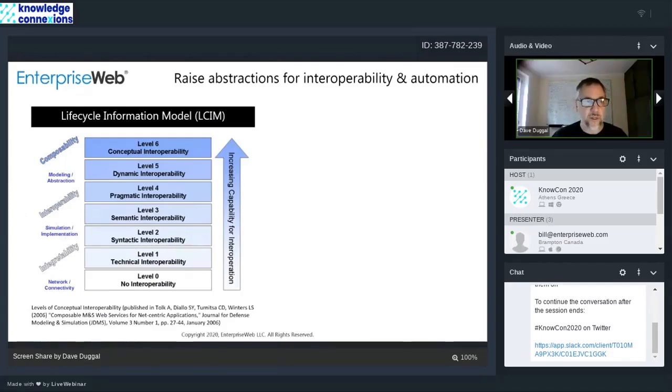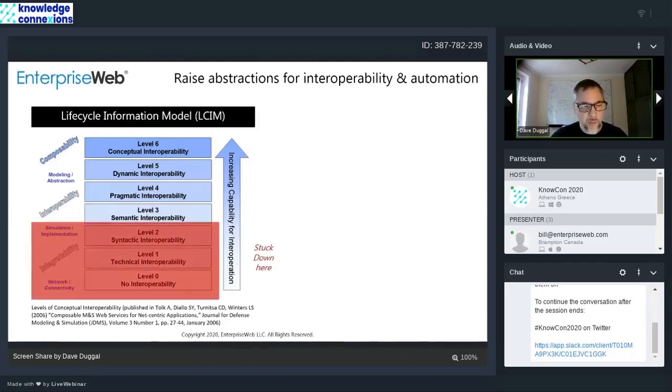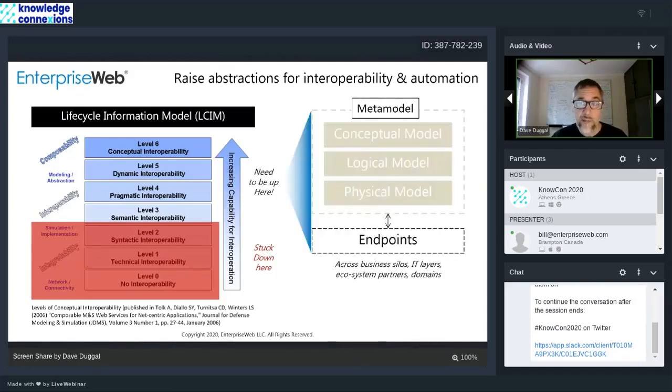So some of you are going to be familiar with TOP's lifecycle information model, and this notion of it being a maturity model, just like the graph knowledge community's maturity model. Generally, most people are stuck down at the level of syntactic technical interoperability, and Enterprise Web is driving people towards dynamic and conceptual interoperability. That's where you really want to be, right?